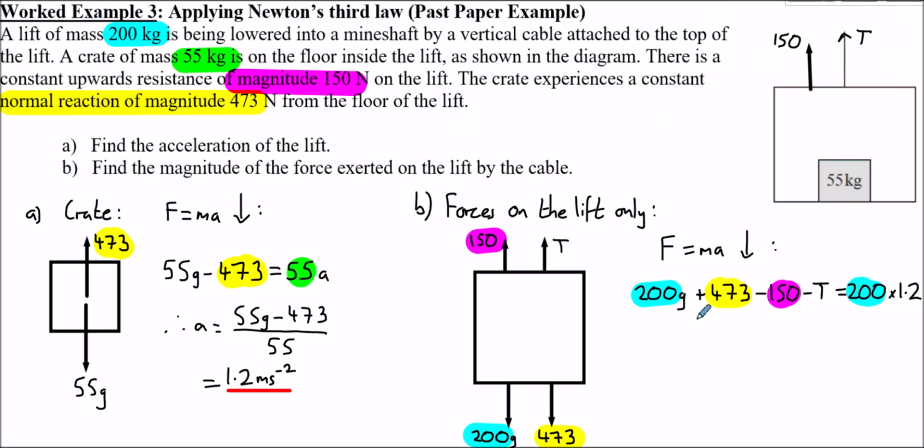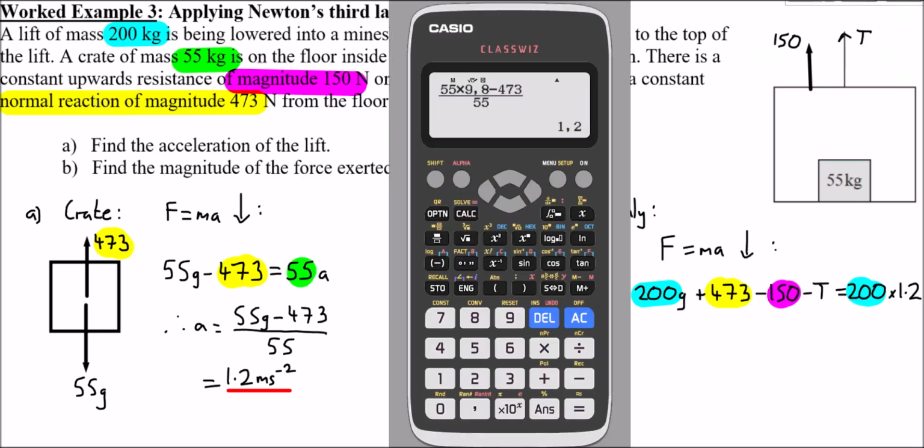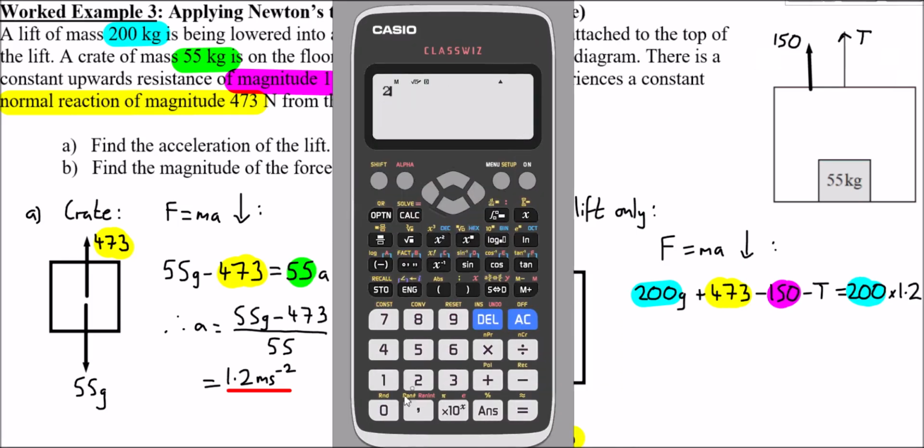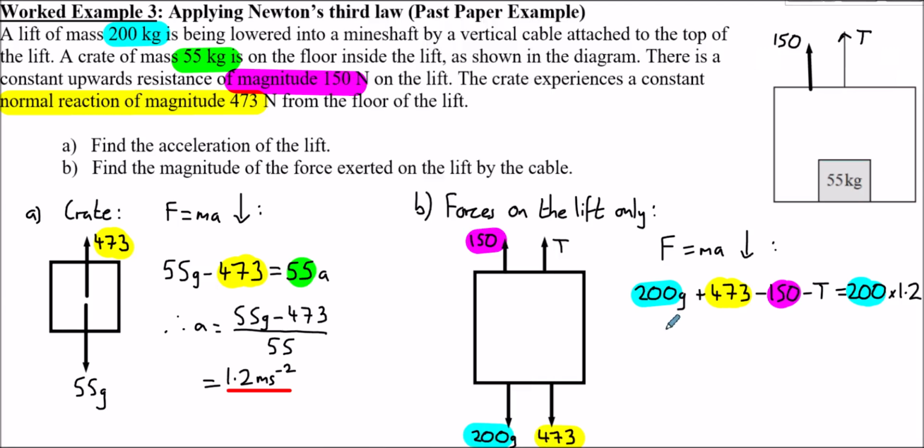So we could neaten this up quite a bit. So 200g plus 473 minus 150. Let's just work that one out. So 200g, 200 multiplied by 9.8, plus 473 minus 150. So we've got 2283. So 2283 minus T equals 200 multiplied by 1.2. So 200 multiplied by 1.2, that's going to be 240.